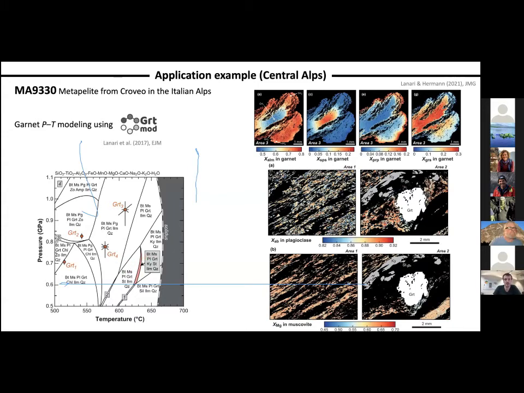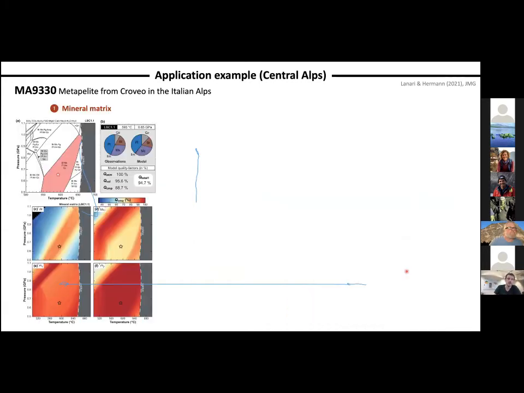There is zoning in plagioclase, also in muscovite. We have more phengitic cores with the muscovite-rich rim. And so what we did is to say, okay, let's have a look at the local equilibria that we can reconstruct in this sample. So we took a look at the mineral matrix, then at the domain where the kyanite formed around the garnet, so garnet-kyanite assemblage. And the last one was the retrogression, where chlorite formed, and it's always associated to the position of staurolite. So those are the results for the 3 areas of interest.